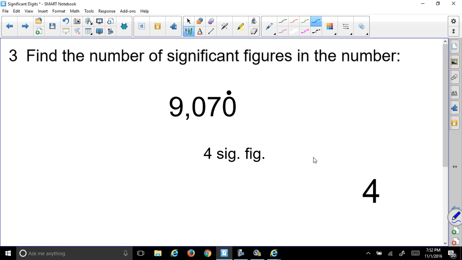And there we have it. Just remember, when you have a decimal point on top of a 0 at the end, and I don't know how many times you see it, but there's one. So you get to count that as a significant number.